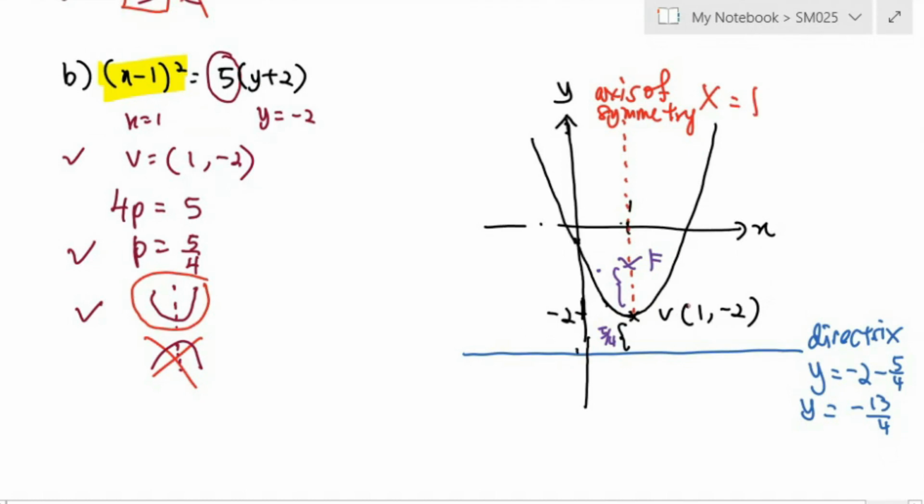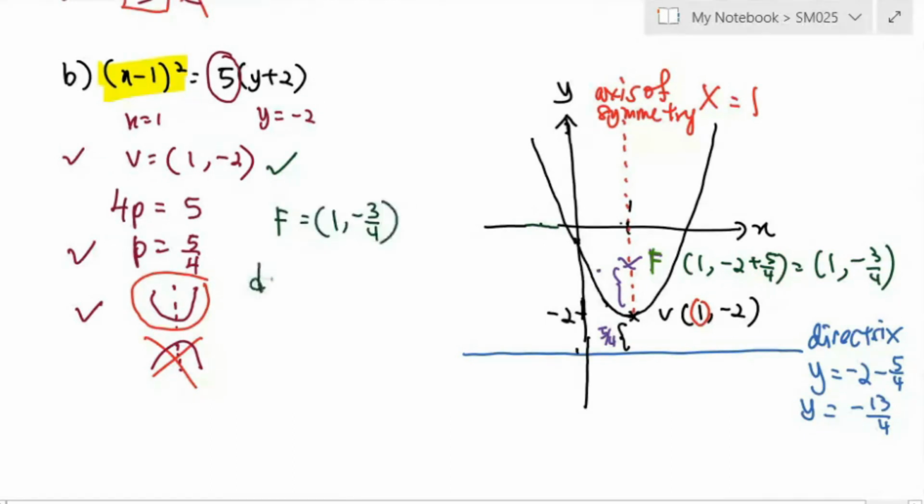Okay, refer to your vertex. So your vertex is very important. Then finally, find the focal point here. The focal point will be 1, then negative 2 going up. So plus 5 over 4, it will equal (1, negative 3 over 4). So lastly, state out the vertex, state out the focal point, state out the directrix, and state out the axis of symmetry, which is x equals 1.